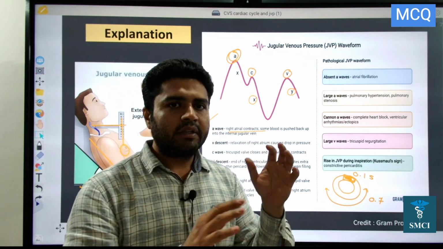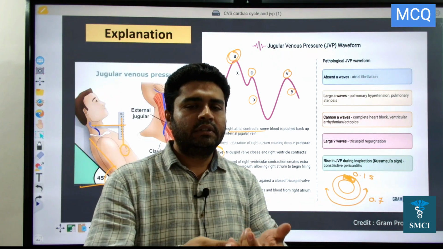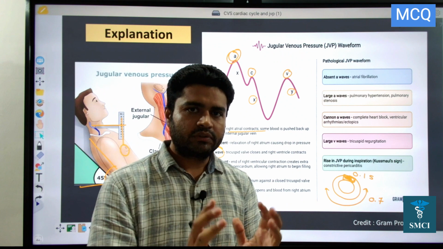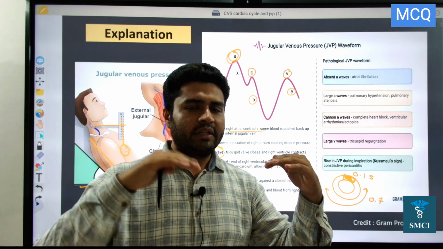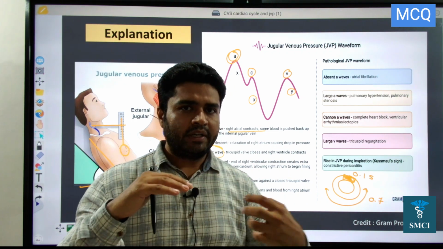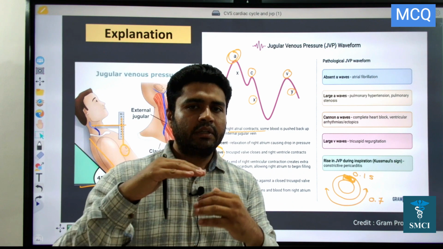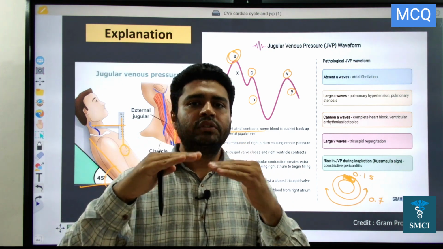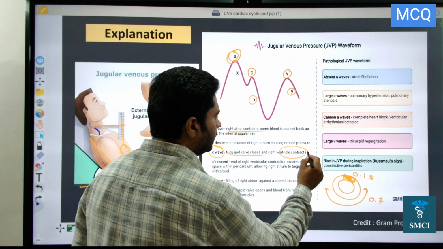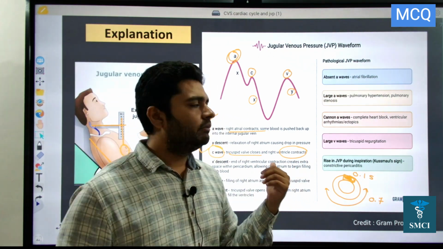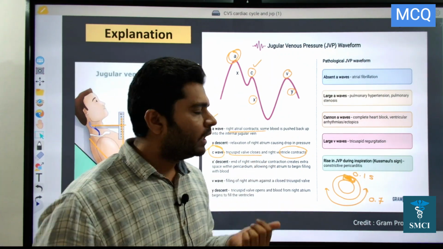After completing the atrial systole, why do we get the C wave? After the atrial systole, the ventricular systole starts. As soon as the ventricular systole starts, the tricuspid valve will close down and the pulmonary semilunar valve will open up. As soon as the tricuspid valve closes, it bulges into the right atrium, and this produces positive pressure in the atrium and we get a positive C wave in the JVP.